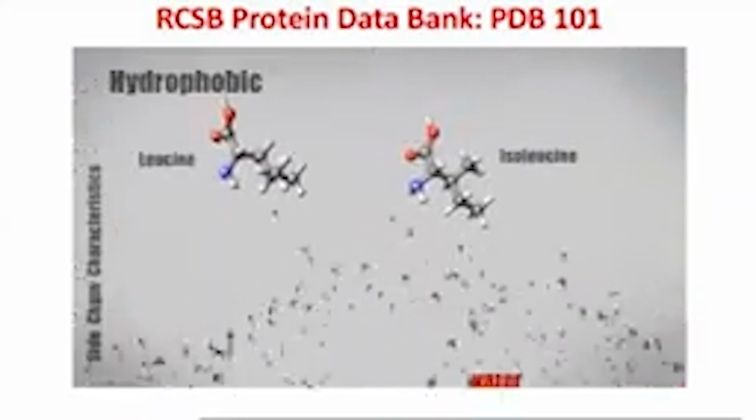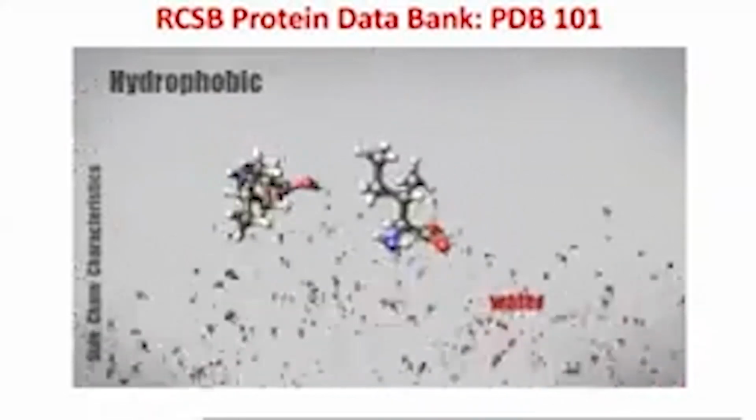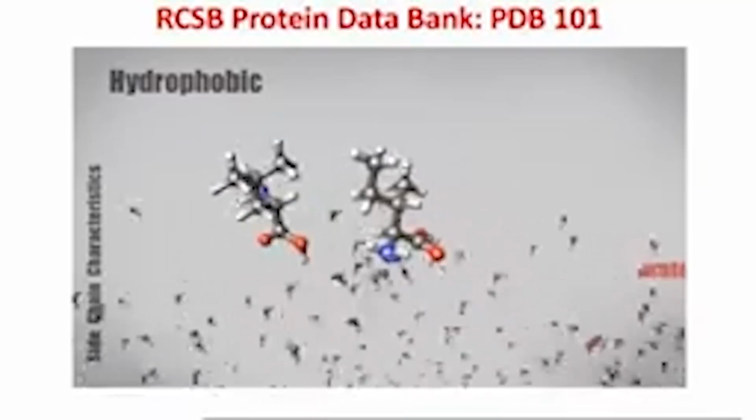Hydrophobic amino acids, such as leucine and isoleucine, have carbon-rich side chains which don't interact well with water.